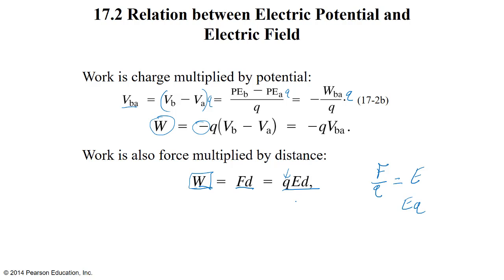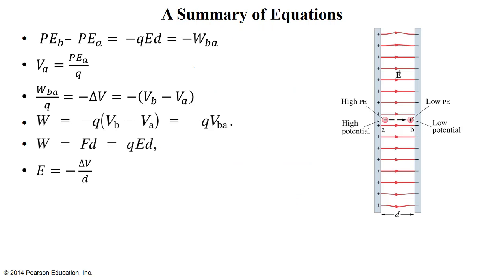So let's look at a summary of the equations we've looked at, and these are all for a uniform field. So we have our uniform field here between two plates. It started with our definition of change in energy. It's got high potential energy here, it's got low potential energy here, and the electric field does work to move this thing from high potential energy to low potential energy.